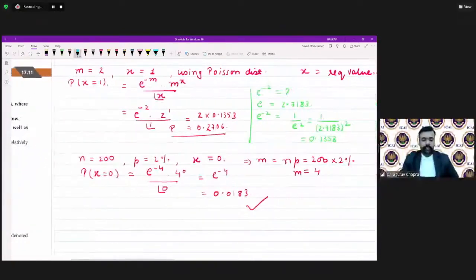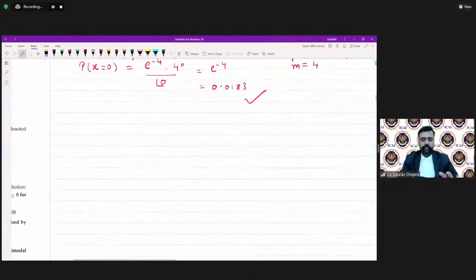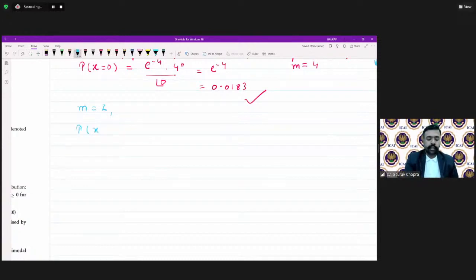Now let us take one more basic, and after that we will move towards illustrations. Now let's say mean is equal to 2 and find out the probability when x is less than 2. Find probability when x is less than 2. We have to solve this.